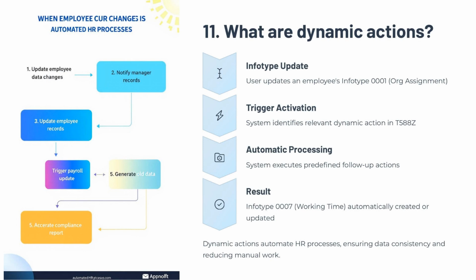11. What are dynamic actions? Dynamic actions trigger specific actions automatically when certain infotypes are maintained. For example, updating infotype 0001 org assignment might trigger infotype 0007 planned working time creation. These are configured in table T588Z.